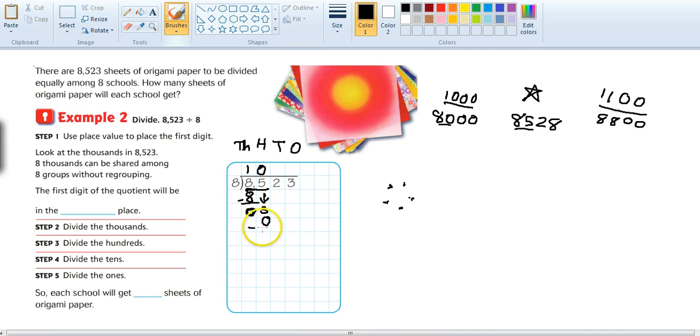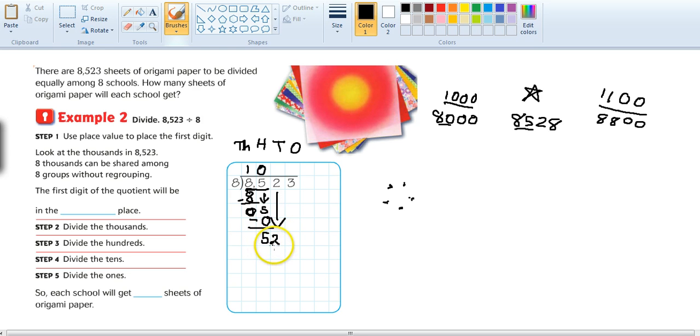All right, so now we're going to do our subtraction. 5 minus 0 is 5. Let's check. Is 5 less than 8? Yes, it is. We're all set to go. Now we're going to keep going. We're going to bring down the 2. All right, so now we're at 52.